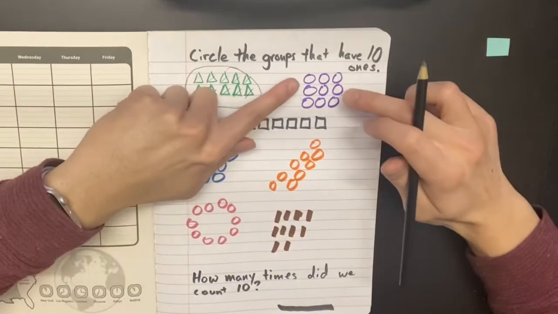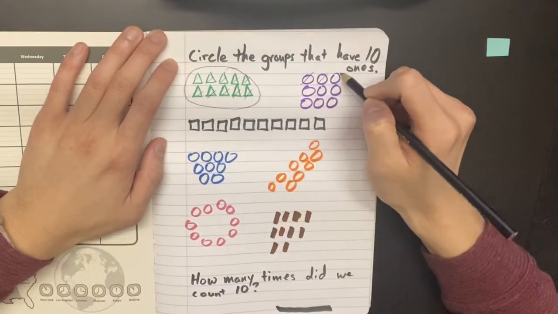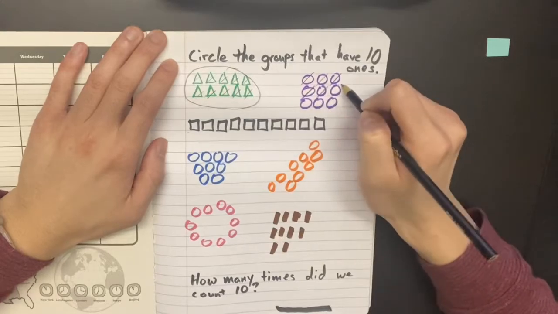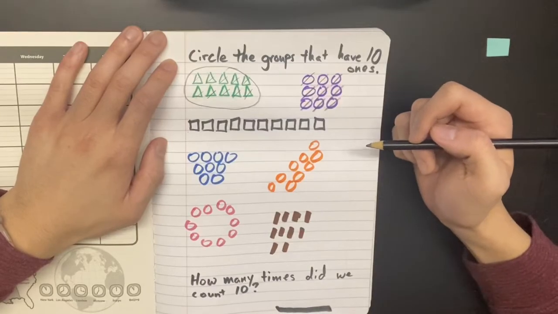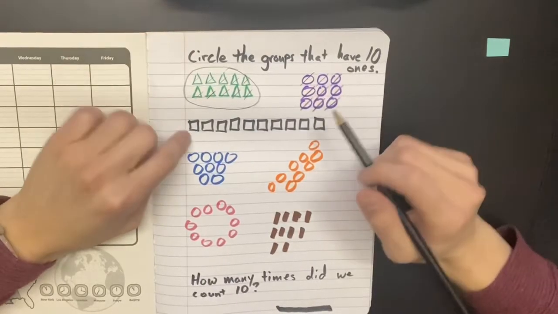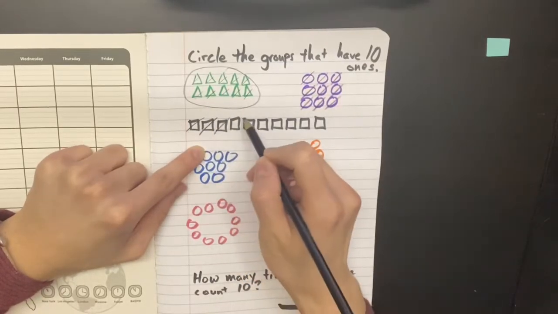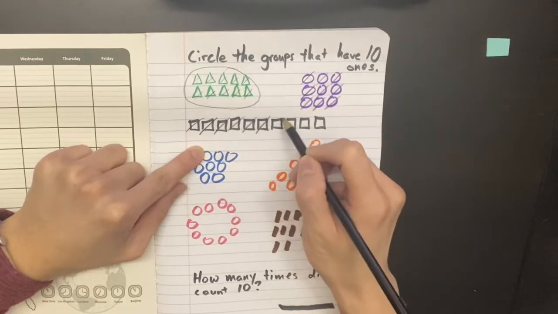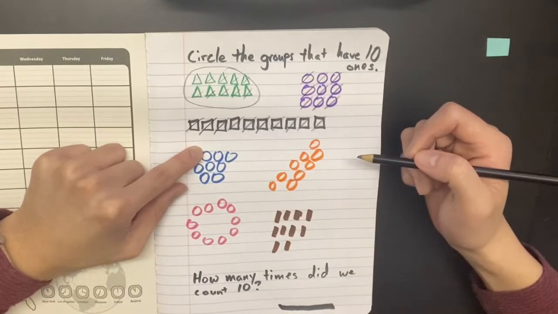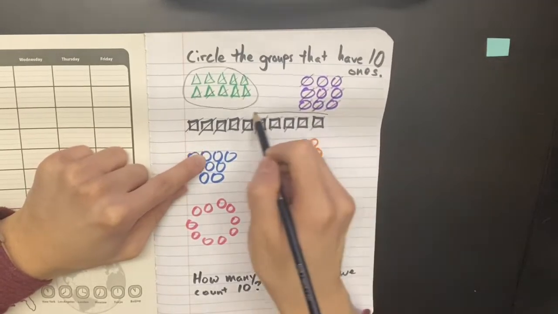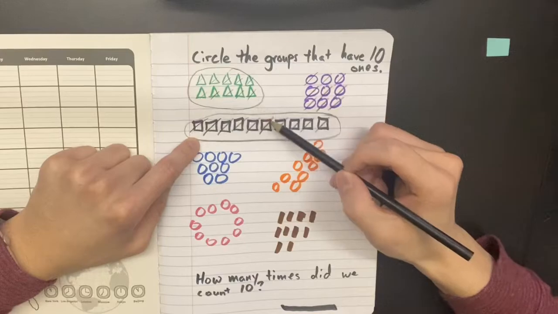So I'm going to do the same thing for these purple circles, okay? Ready? Count with me. 1, 2, 3, 4, 5, 6, 7, 8, 9. Did that one have 10 ones? No. All right, so I'm not going to circle those. Okay, let's do the next one. Ready? 1, 2, 3, 4, 5, 6, 7, 8, 9, 10. Did those have 10 ones? Yeah. So I'm going to circle it. Let's see. So far, I've circled two groups of 10 ones.